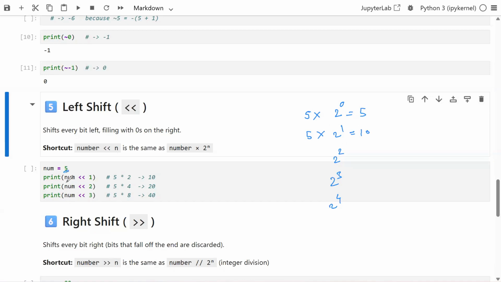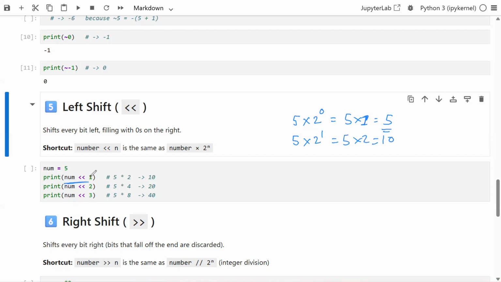So here num is 5. Left shift operator 1 means this 2 raised to power 1. Num is 5, and whenever you multiply by 2 raised to power 0, that means 1, 5 ones are 5. Whenever you want to multiply by 2 raised to power 1, 5 into 2 is 10. So here num is 5 and you are shifting 1, meaning 2 raised to power 1, so multiplying 5 by 2 raised to power 1. So I will run this.